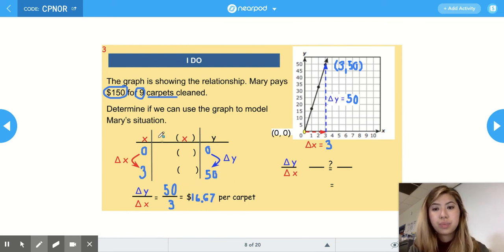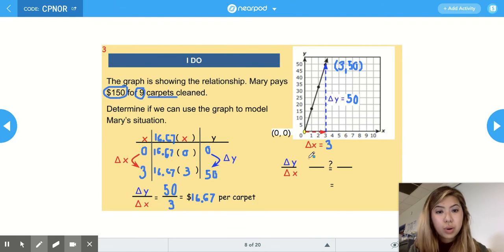And so we're going to fill in the middle column of our chart. So we have 16.67 times x. So when x is 0, we're doing 16.67 times 0, and that gives us the 0. And then when x is 3, we're doing 16.67 times 3, and that gives us 50.